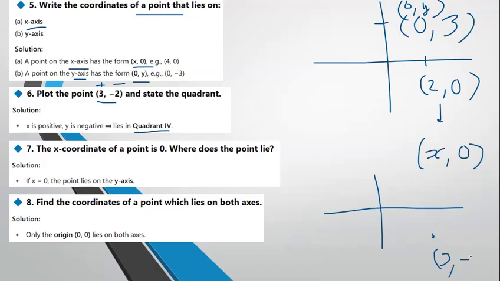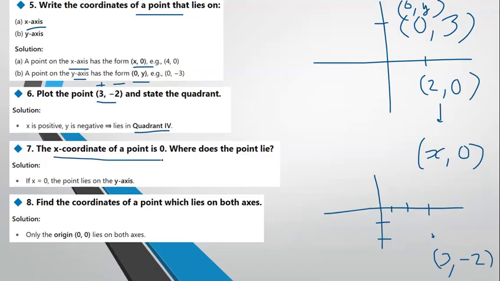3, minus 2. This is 1, this is 2, this is 3, this is 1, this is 2. So this point (3, -2) will lie in the fourth quadrant. Let's move to the next question now.